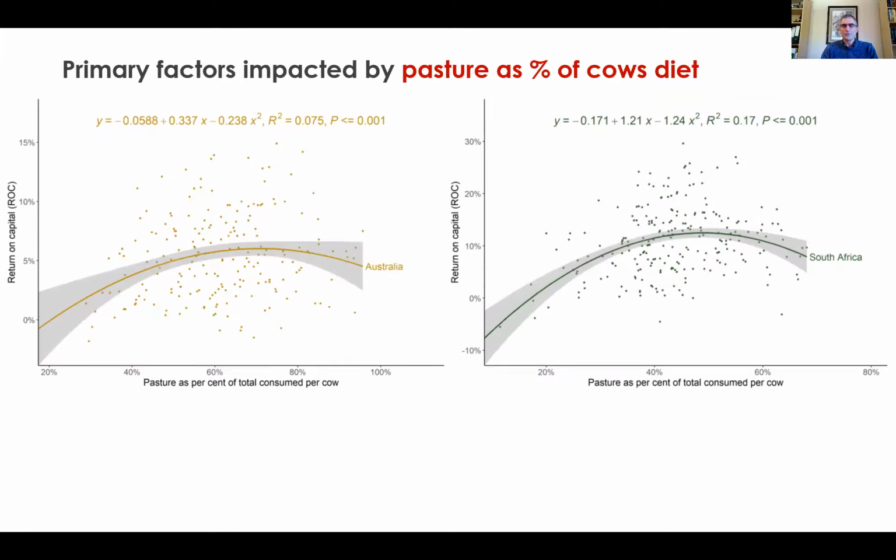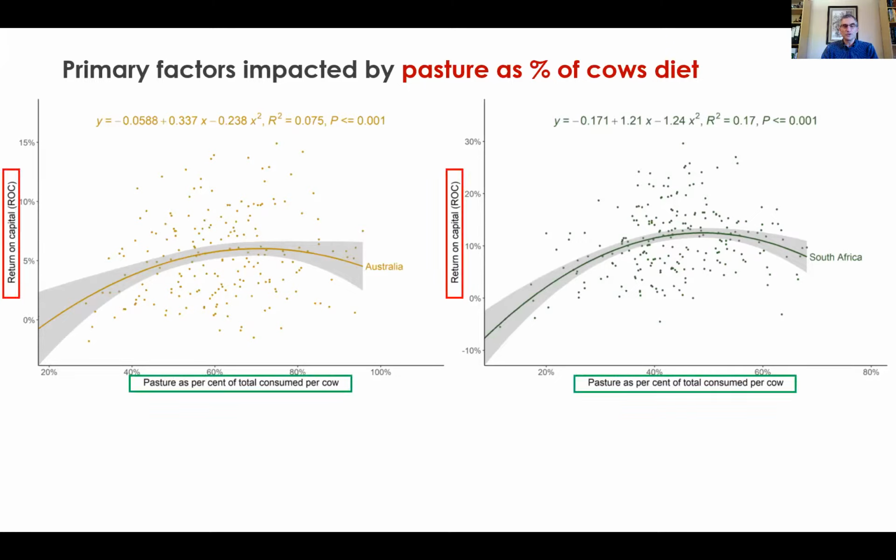Now I'd like to review the wider impacts of increasing pasture as a percent of the cow's diet. These graphs outline the impact of pasture as a percent of the diet on profit or return on capital.